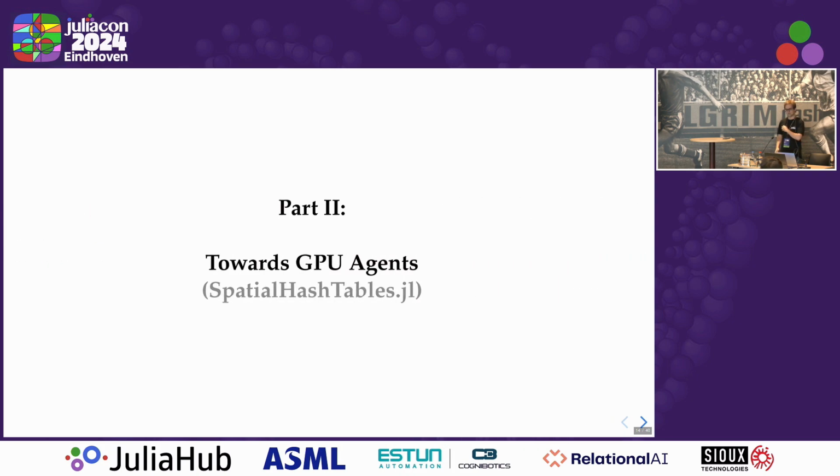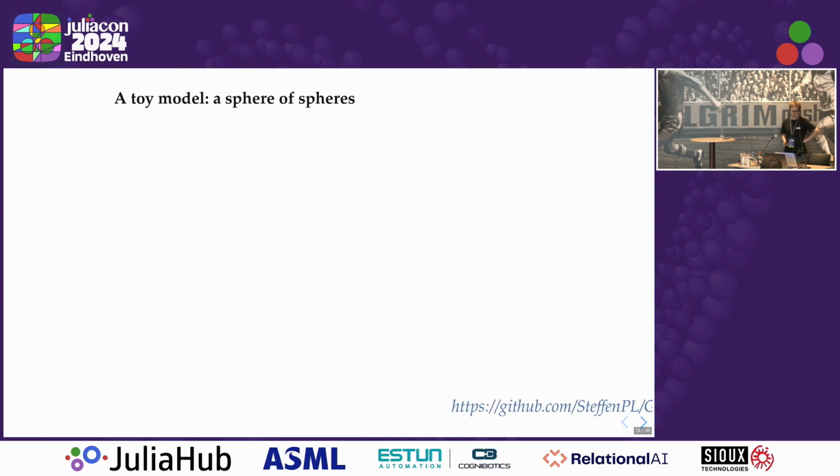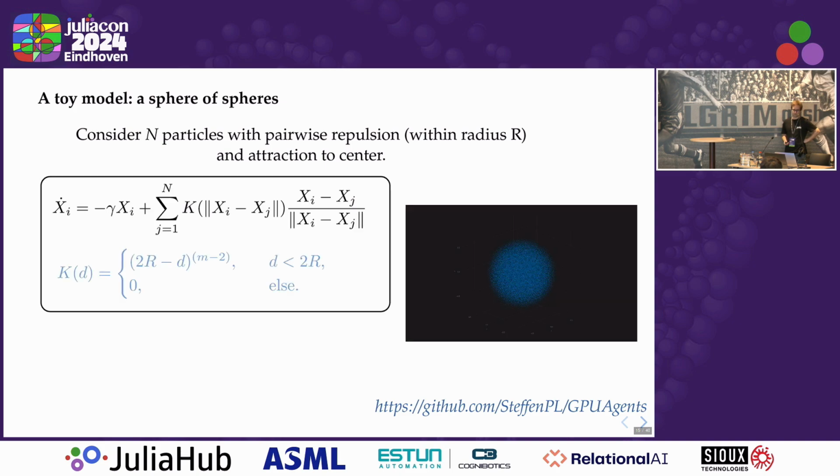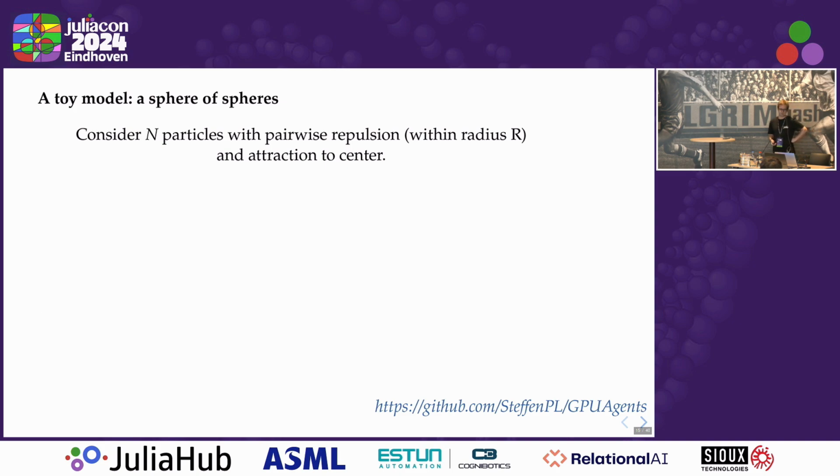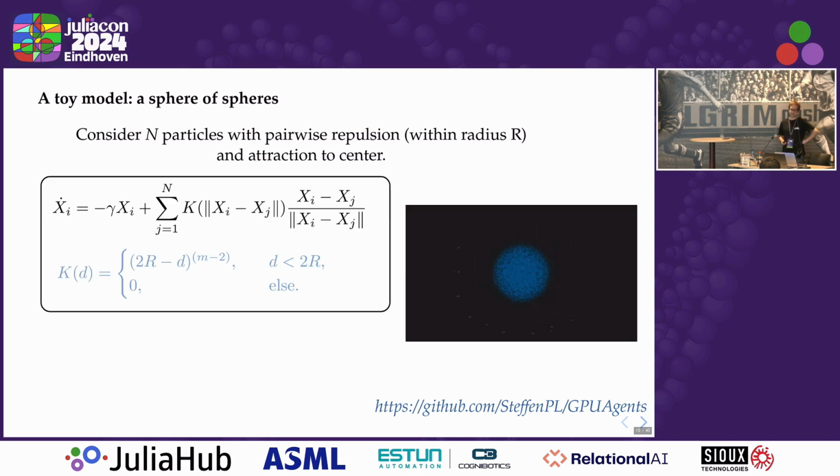Okay, now to something new. I now want to show an implementation, or how to quickly implement a very simple agent-based model, and one could say this is actually a particle model. So this is a model where we just consider a lot of spheres, and the spheres want to go to the center, and they don't want to overlap with each other.